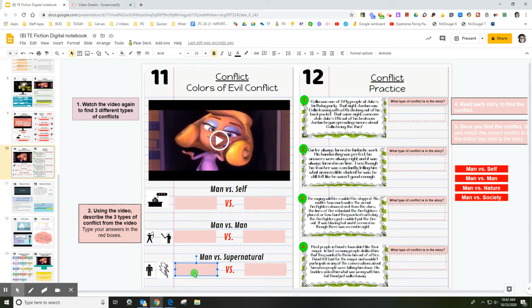Then you will type in the box for man versus supernatural. Who's the person fighting against the supernatural and try to describe why. Then you will move on to page 12. Page 12 is your independent practice.